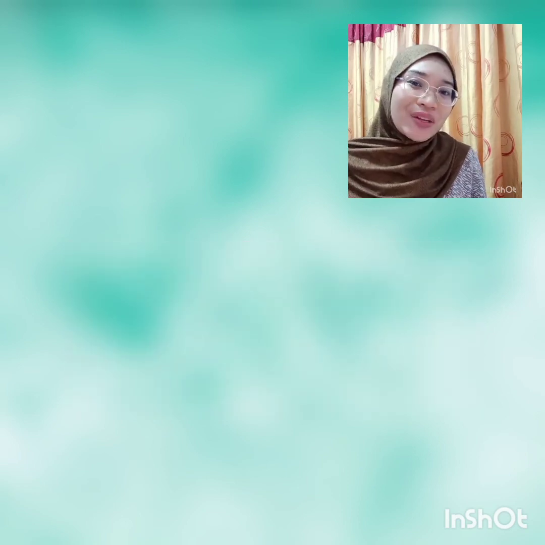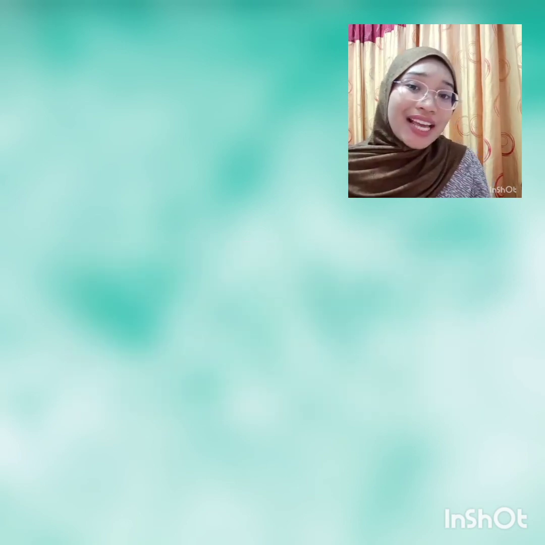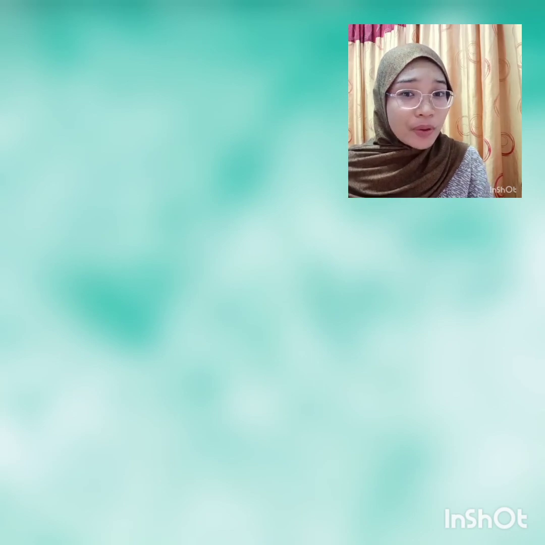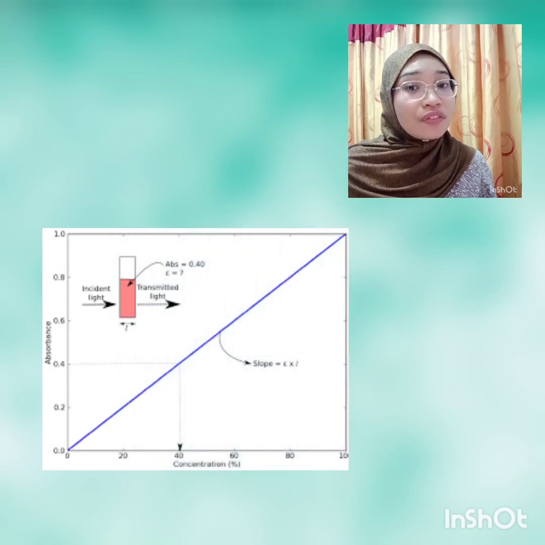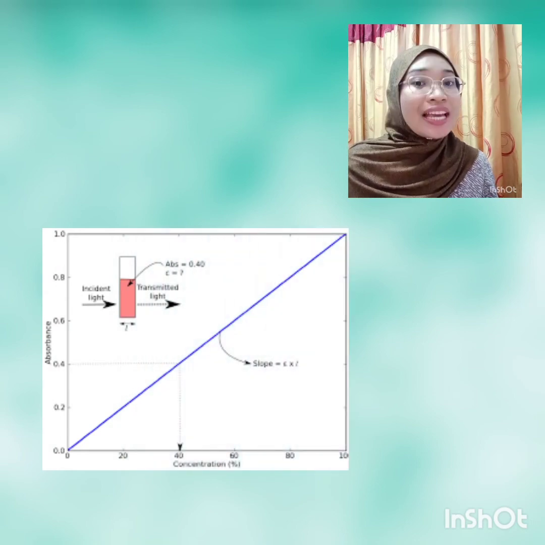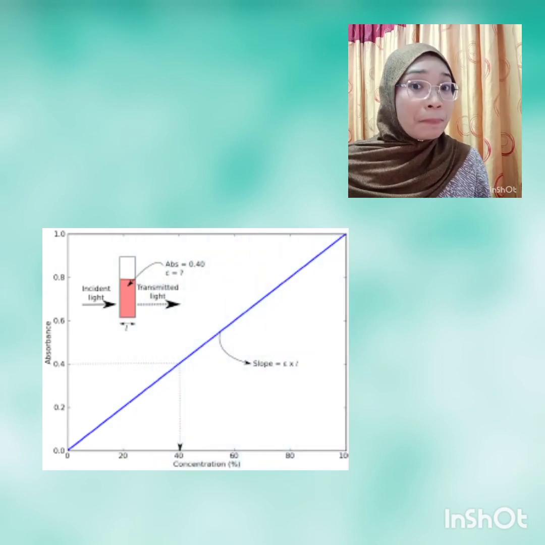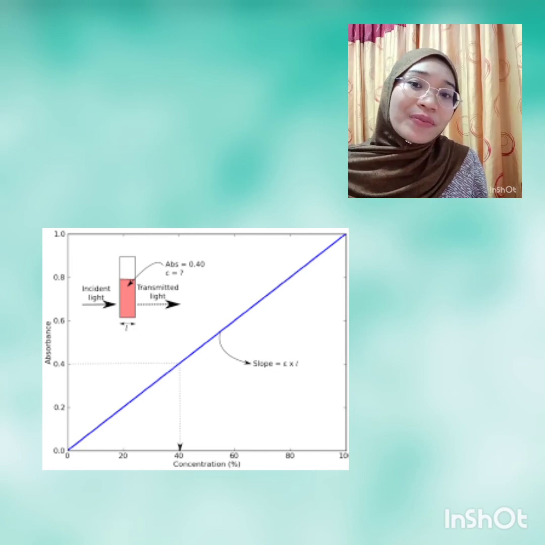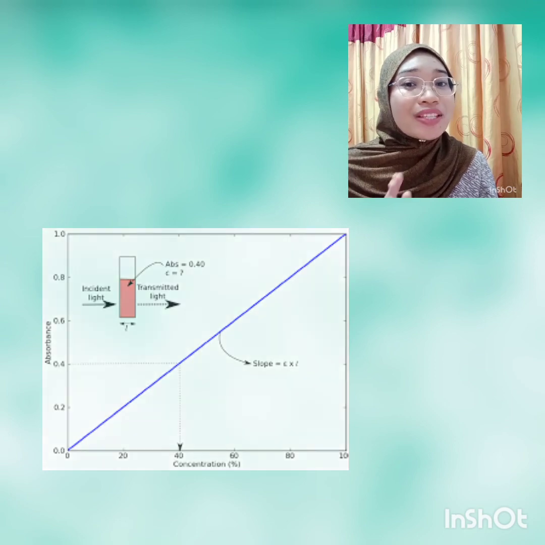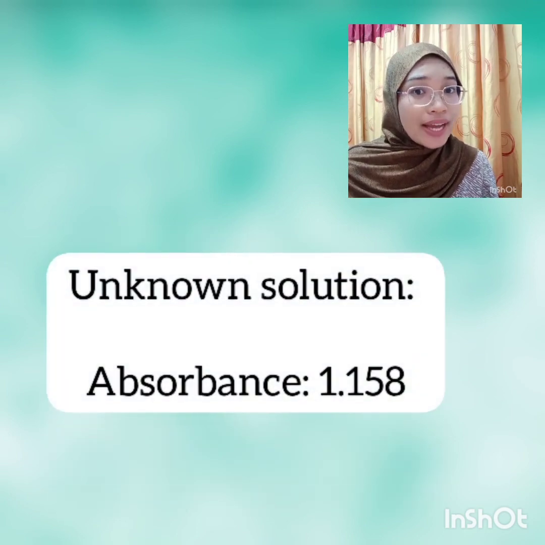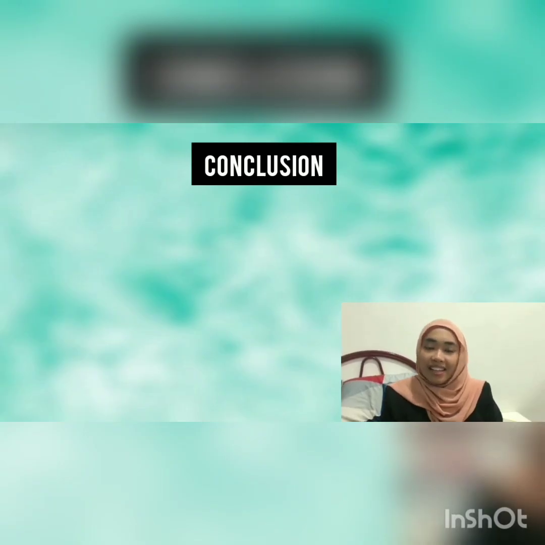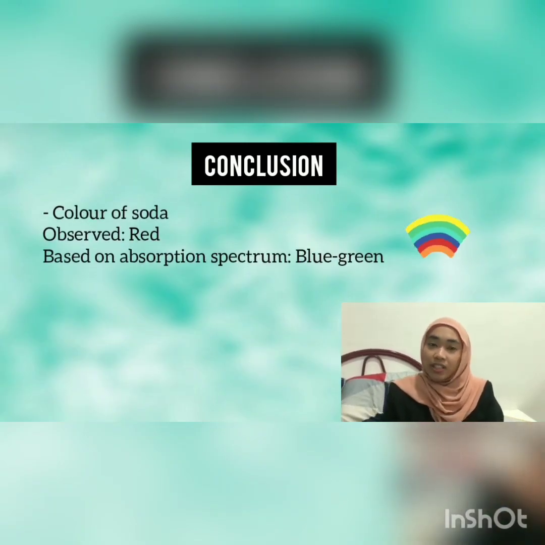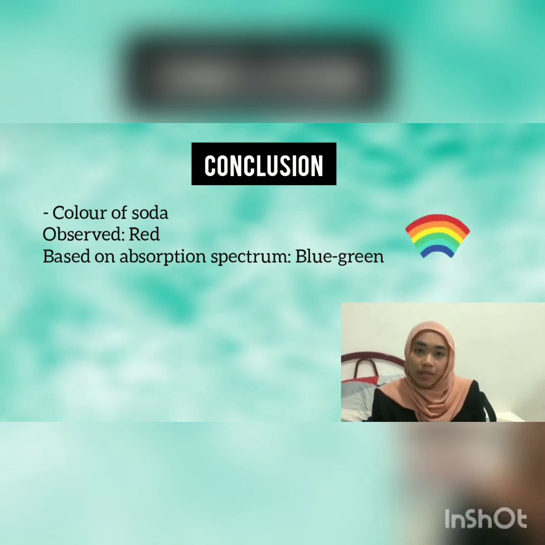So from the formula, it results in a linear graph of absorbance against concentration, with a constant value of the slope. From the standard solutions, the unknown concentration can be determined, which is 35%, equal to an absorbance of 1.158.